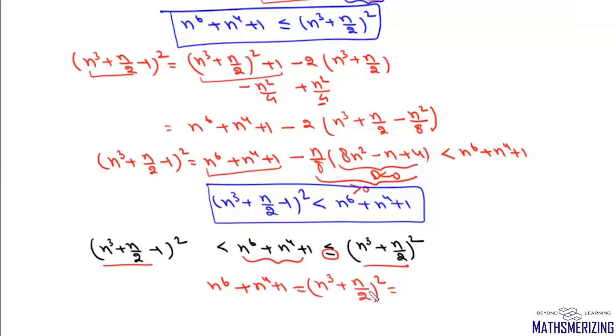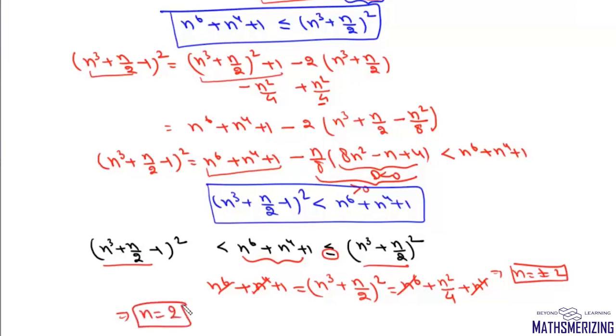So we'll open this squaring, we'll get n to the power 6 plus n square by 4 and then plus n to the power 4. Now n to the power 6 will cancel, then we'll get the value of n as plus or minus 2, and since we are looking for natural numbers, the only possible value of n in this case is n equals 2. In this question they are asking for the number of values of n. So there is only one value of n possible, so that n to the power 6 plus n to the power 4 plus 1 is a perfect square.